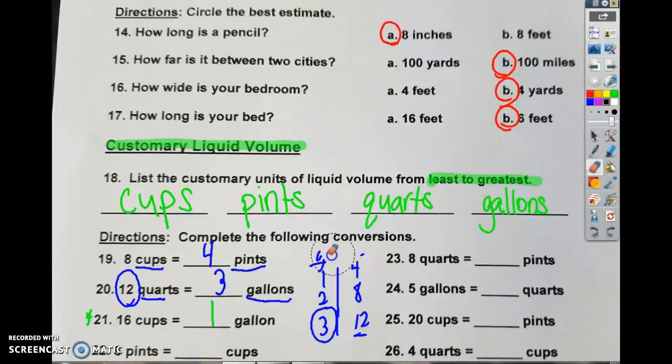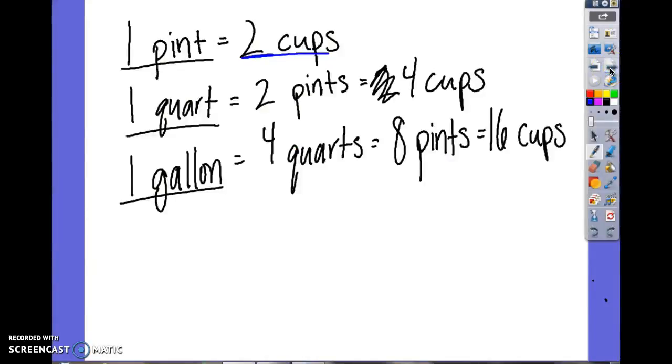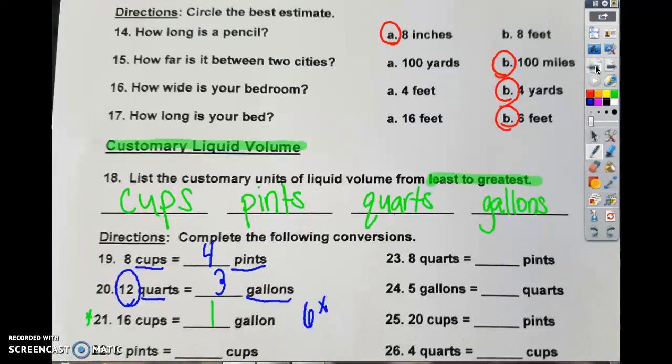Number 22. 6 pints equals blank cups. Well, pints are bigger than cups, so I'm going bigger to smaller. So bigger to smaller means I'm multiplying. So I'm going 6 times something. Now, how many cups are in a pint? 2 cups are in 1 pint. So I need to count 2 cups 6 times, right? I'm going to get 12. Okay? Now I'm going to erase that.